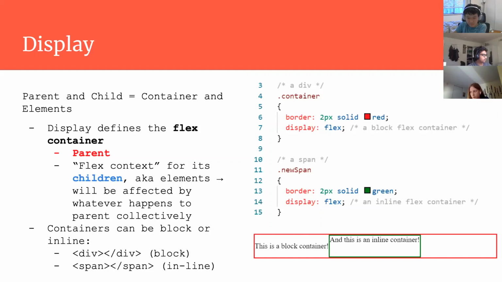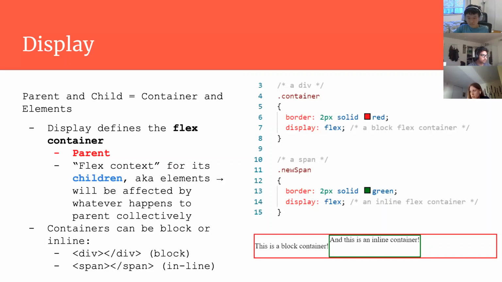So if you look on the right, we have a class that concerns a div, and there's a red border around it so you can see where it is. And in order to create it, you use the display flex, which is going to create the flex container. And since it's a div, it's going to be a block flex container. And on the bottom, we have a class concerning a span, which we differentiate with a green border, and we do the same thing, but the only difference this time is it creates an inline container.